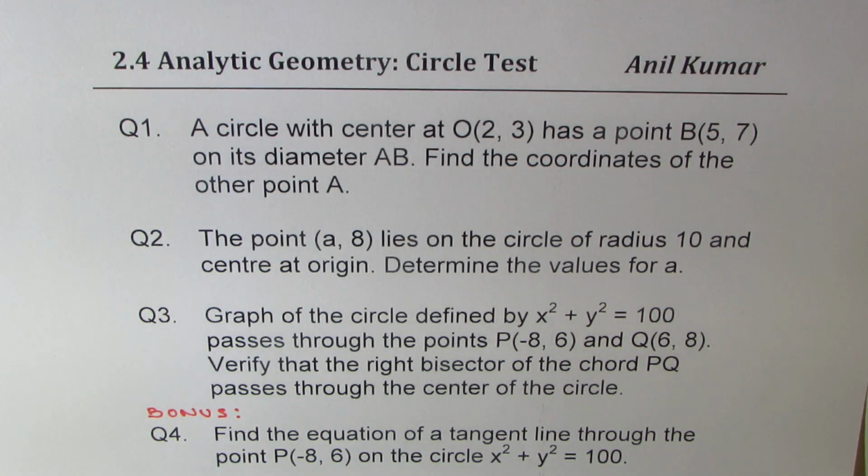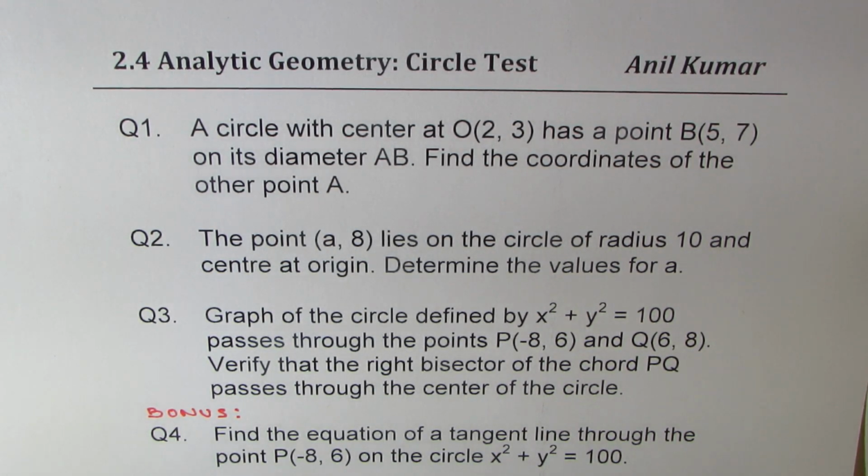Question 3. Graph of the circle defined by x square plus y square equals to 100 passes through the points P(-8, 6) and Q(6, 8). Verify that the right bisector of the chord PQ passes through the center of the circle. The bonus question here is question 4. Find the equation of a tangent line through the point P(-8, 6) on the circle x square plus y square equals to 100.